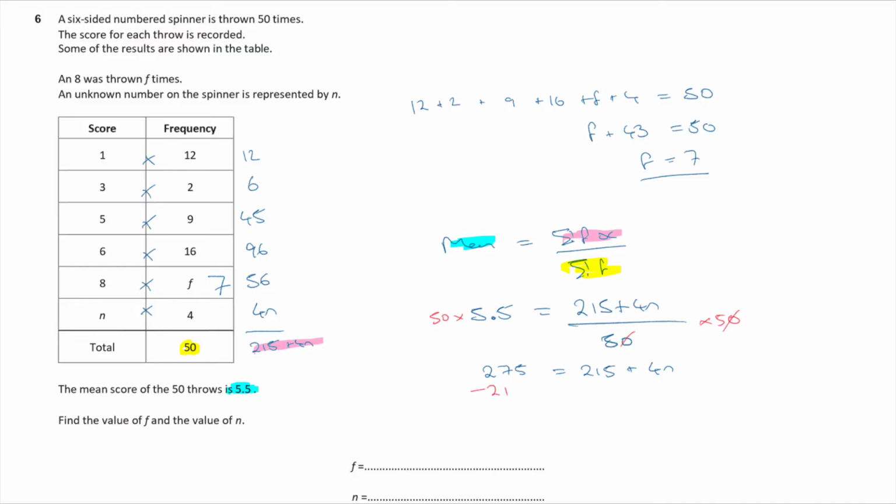Now we're subtracting 215 from both sides. That leaves me with 60 on the left, doesn't it? 275 minus 215 is 60, so that must be 4n. So then dividing through by 4, what's that? 4's into 60 go 15 times, so n is going to be equal to 15. Okay? So we've got f is 7, and we've got n is 15.